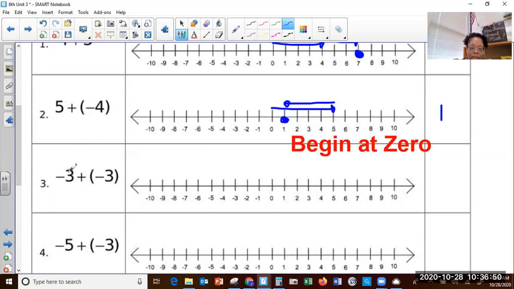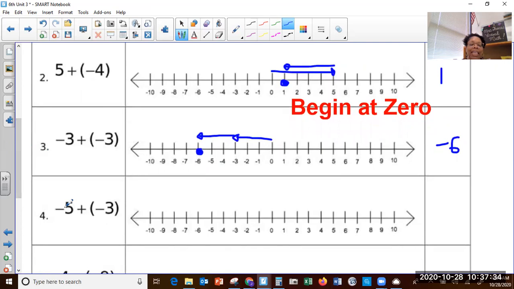So we go from 0 to -3. From 0, we go to -3. And then from -3, we move to the second number, which is also -3. What does that mean? It means from here, we count 3 over negative. So 1, 2, 3. And where does that land us? Here, it lands us on -6. So what this is saying is that a -3 added to a -3 gives us a -6. One more. -5 plus a -3.